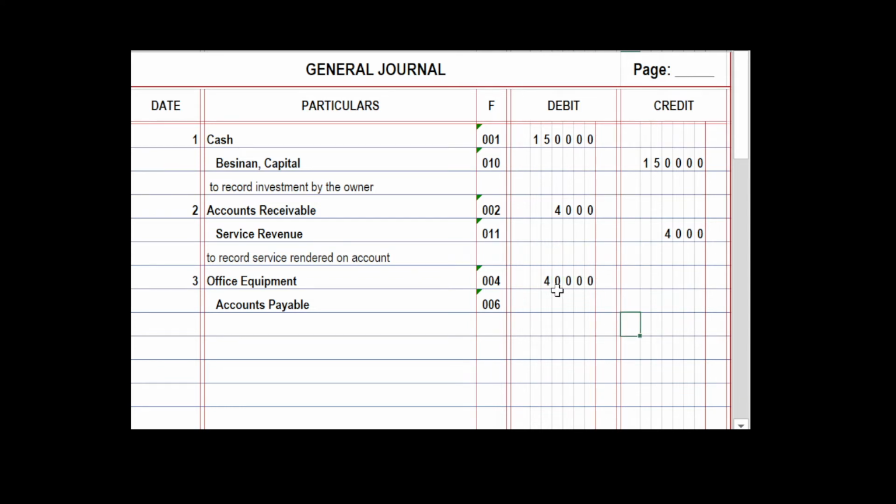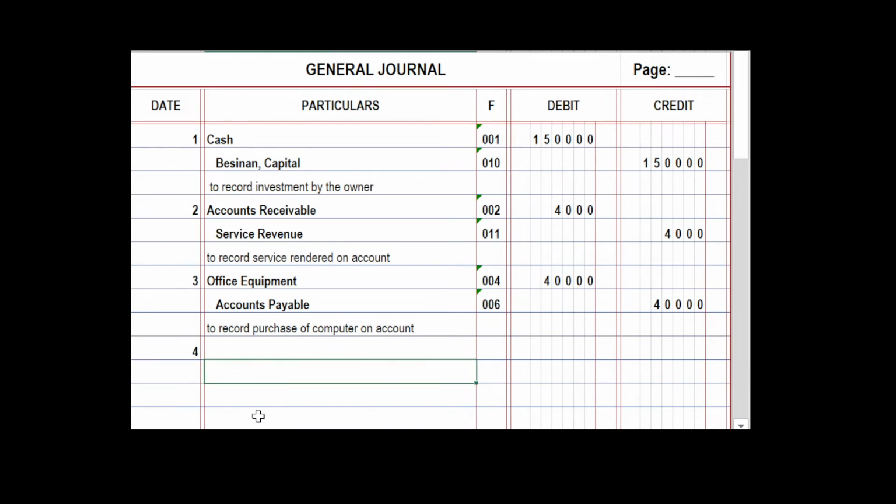Oh, that is 40,000. So, copy lang natin. 40,000. To record purchase of computer on account. So, ganyan yung mga to record natin, or yung description ng ating entry. Kasi nga, para maintindihan ng babasa kahit hindi siya accounting.